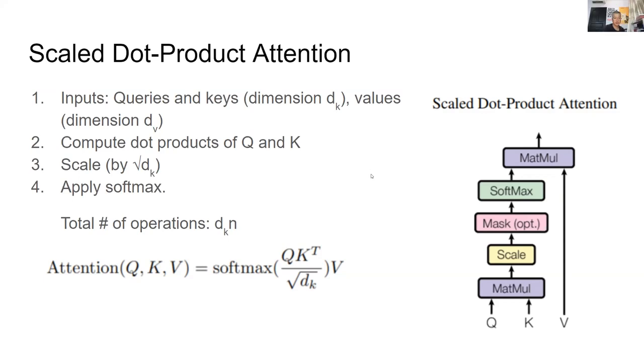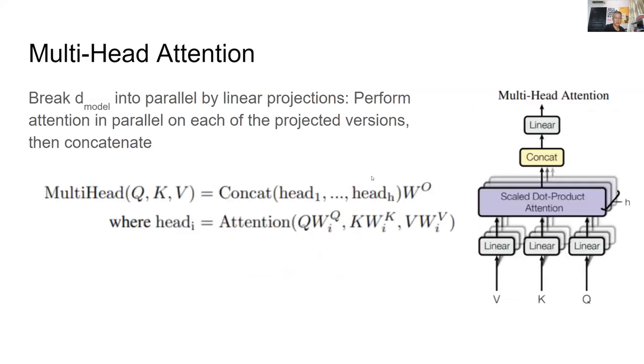Yeah. All right. Okay. So next is the idea of what they call multi-head attention. So the idea is that you break the dimensionality into smaller bits by linear projections, and then you perform the attention in parallel on each of the projected versions, and then you concatenate. So the diagram on the left kind of shows what they are trying to do, right?